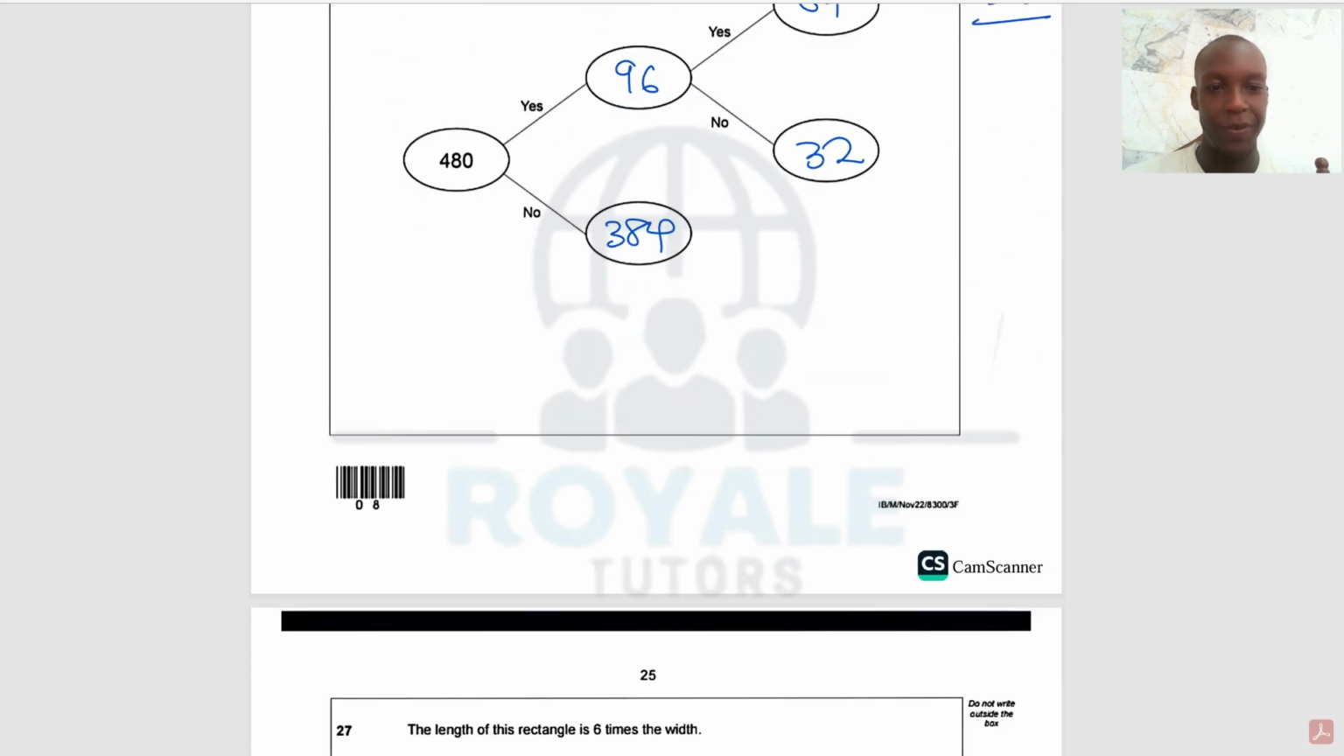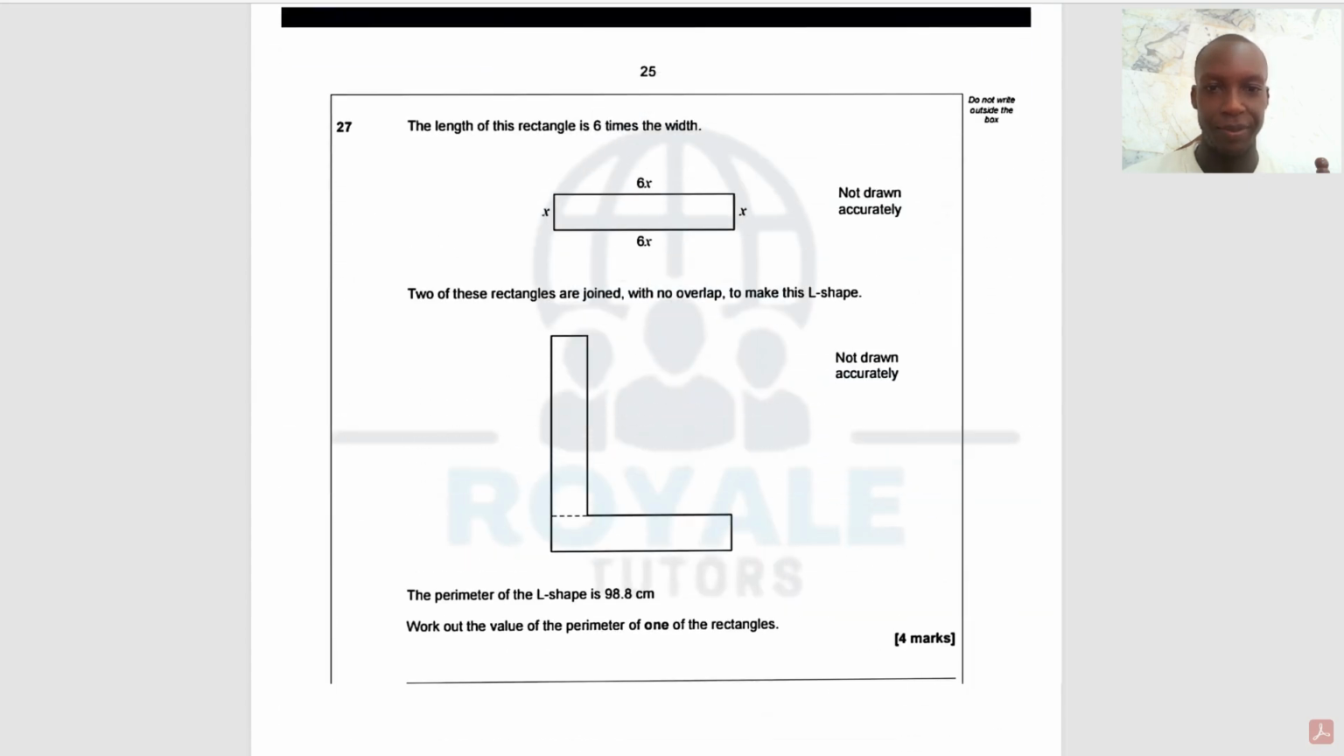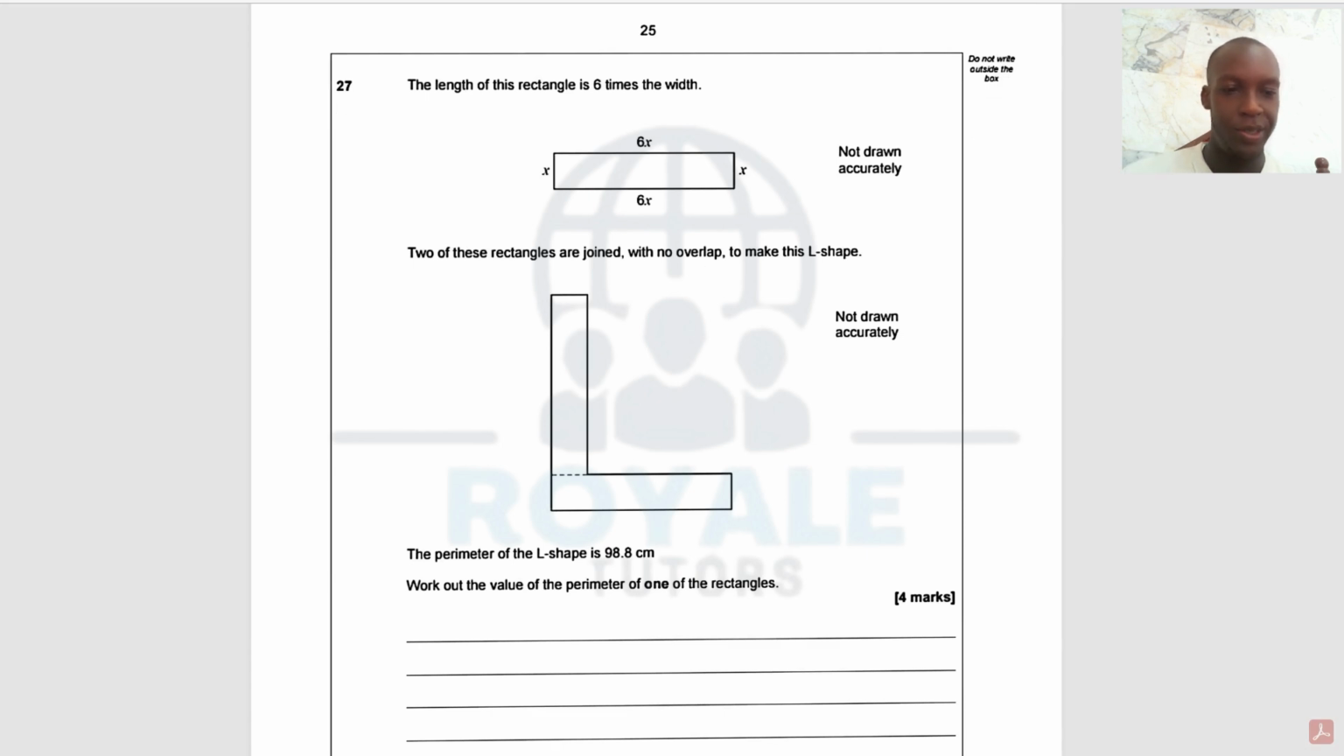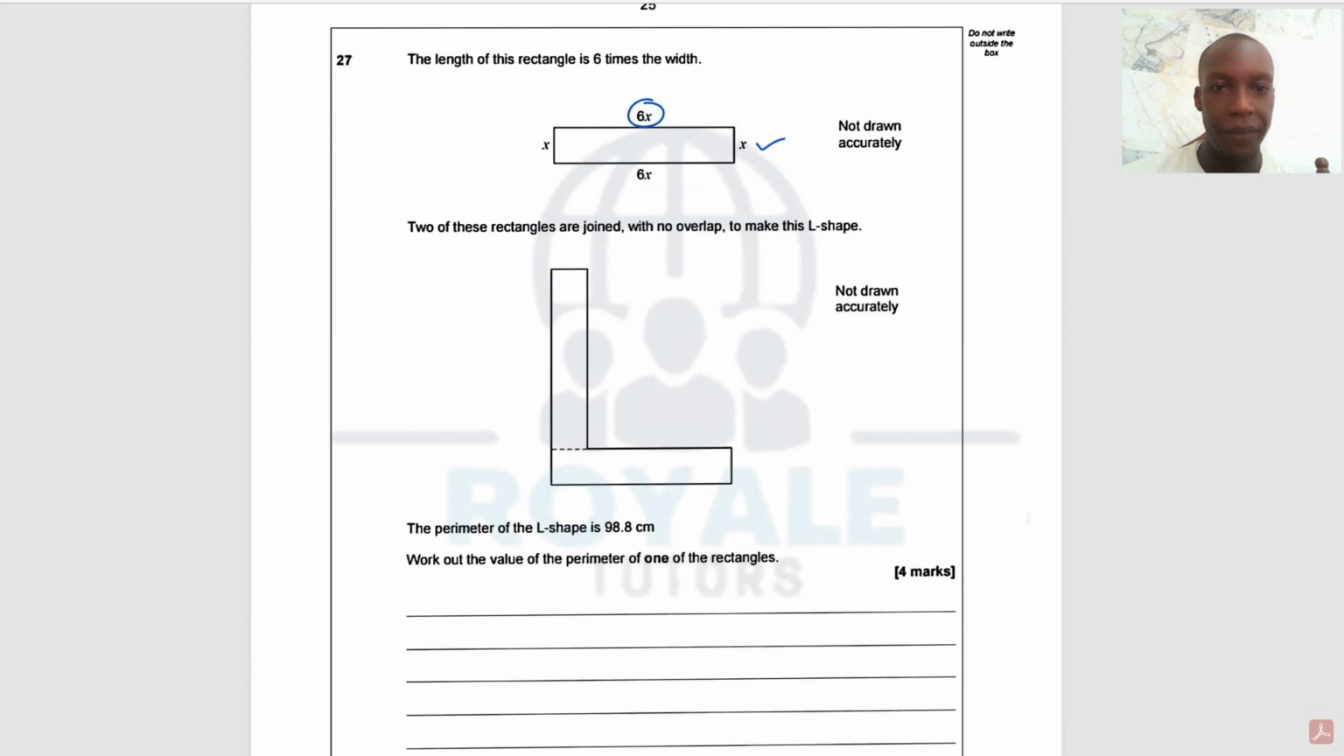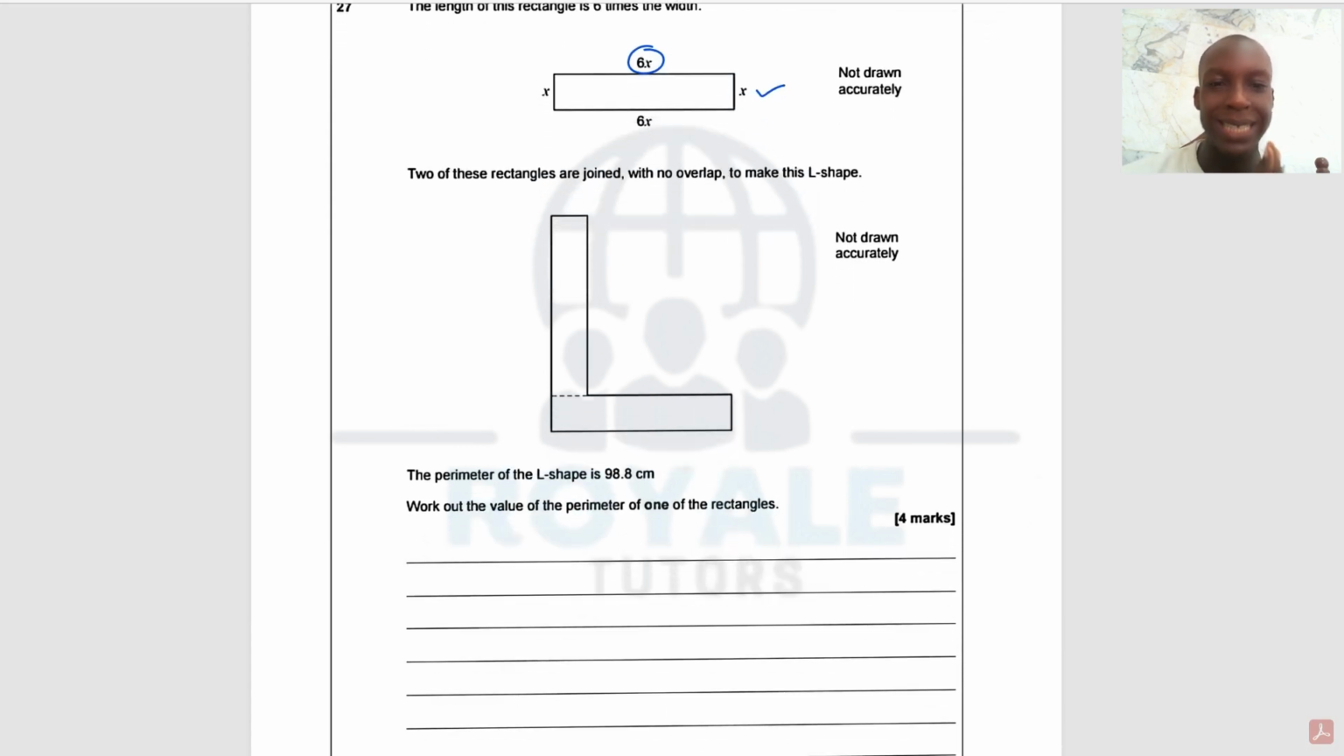All right, so let's move on to the next question. This is another question which is 4 marks. The length of this rectangle is 6 times the width. Of course, the width that we have here is x and the length is 6x. So 6 multiplied by x is of course going to give us 6x. Two of these rectangles are joined with no overlap to make this L shape that we can see right on the screen. Very good. So the perimeter of the L shape is 98.8 centimeters. Work out the value of the perimeter of one of the rectangles.